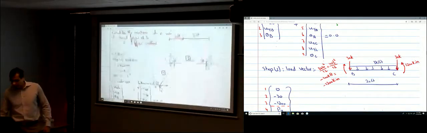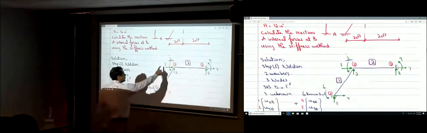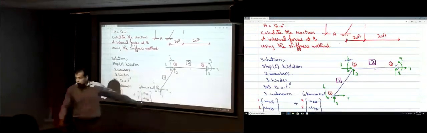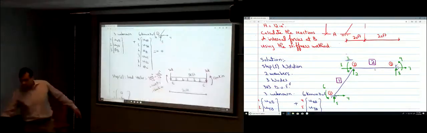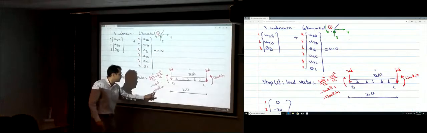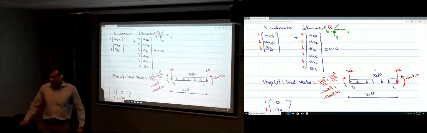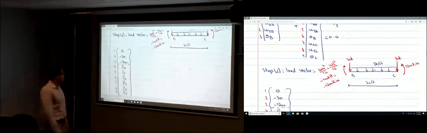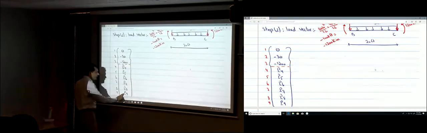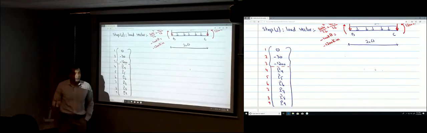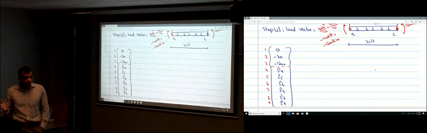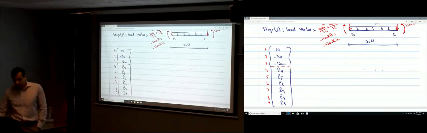For the first 3 degrees of freedom, 1, 2, and 3, there is no horizontal force, so that's 0. For the vertical force, you have this force over here, the negative 30. And then for the moment, you have negative 1200 kips inch. So those are the load vector at 1, 2, and 3. For the 4th to the 9th, you don't know how much those are, because there are reactions there. You don't know the magnitude of those loads.